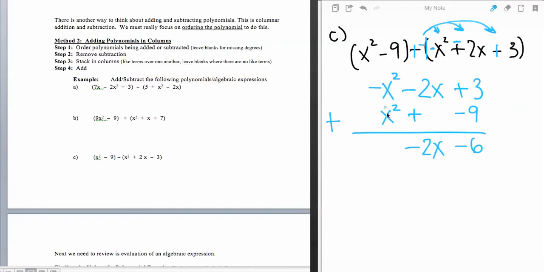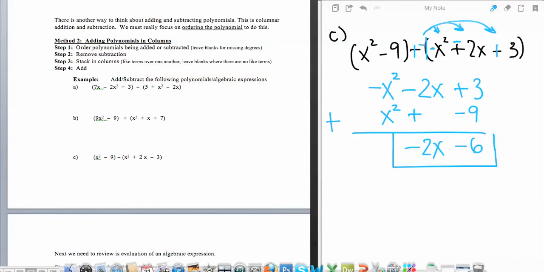And then negative x squared and x squared is 0. When it's 0, I don't write anything. Don't write 0x or x squared or anything. Just write nothing. And so -2x minus 6. And some of you might know factoring. Don't be tempted. We're not factoring yet, so don't do that.